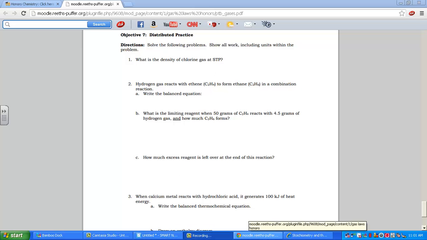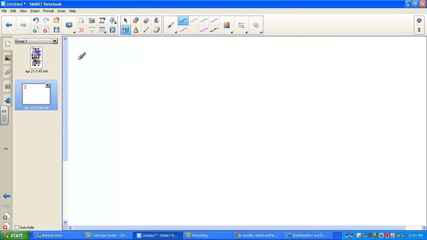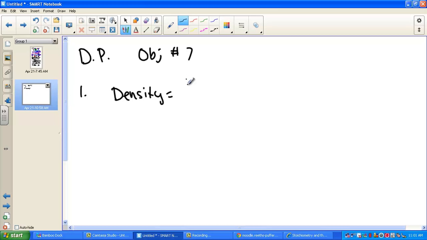Interesting, we've been working with a density problem in this particular chapter as well, keeping in mind that could be for any, I'll just put distributed practice, objective number 7. Going back here, density problem number 1. We understand density is defined as mass over volume. Mass is typically measured in grams, volume measured in liters.